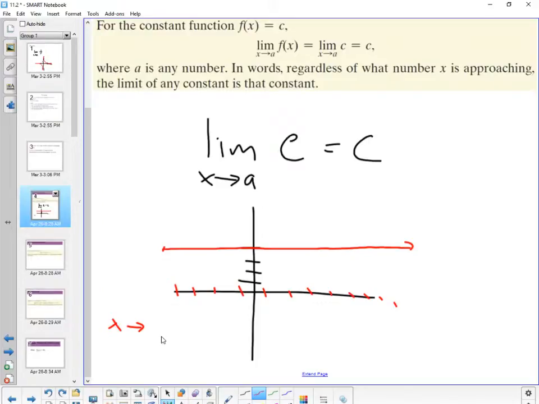So if I said, hey, find the limit as x approaches 4, then that's just going to be 4, because the y value is always that number. Does that make sense? Yeah.